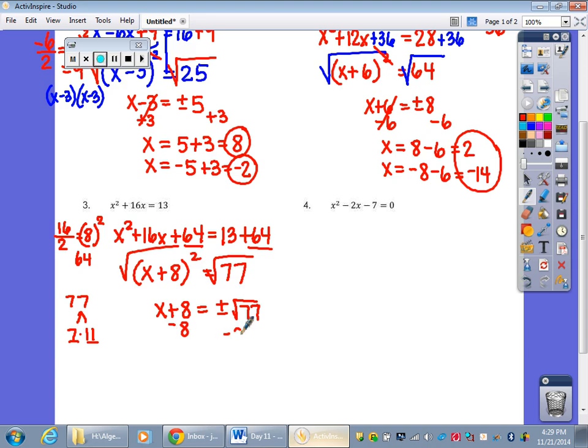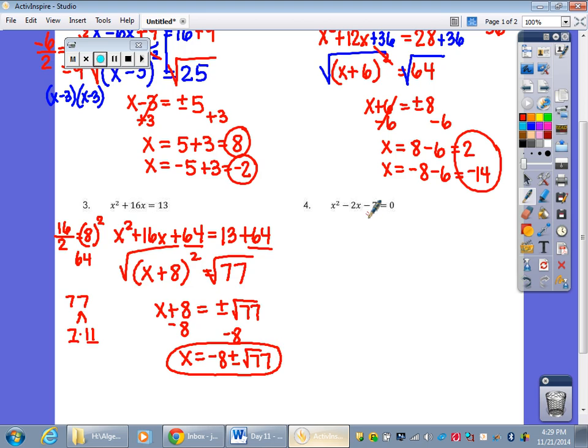So when you move this 8 to the other side, your answer is just going to be -8 plus or minus the square root of 77. That is not like the ones before where we had a whole number when we took the square root. So this one we have to just keep like that.